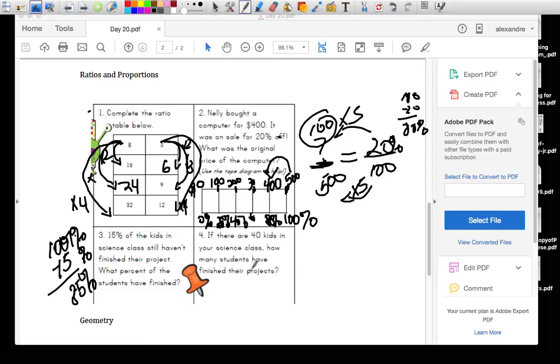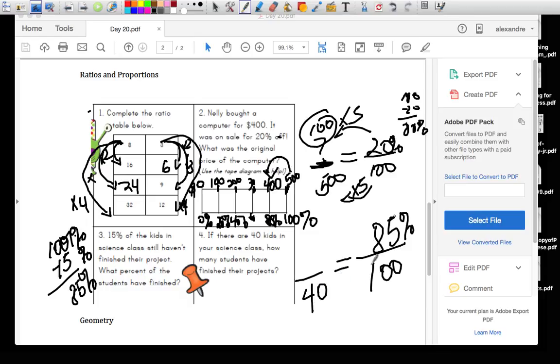Four, if there are 40 kids in your science class, how many students have finished? Oh, okay, now we're talking. If there are 40 kids in your science class, how many students have finished their project? So, here we go. 100%, and we want to know 85% finished their project. And what is that out of 40? So, 40 represents the total number of kids.